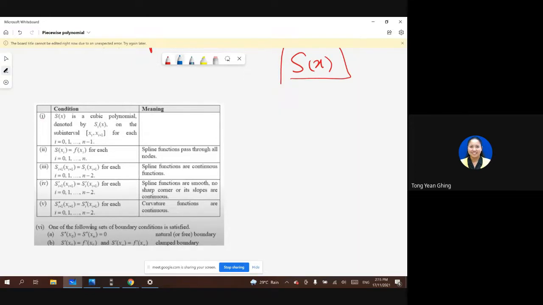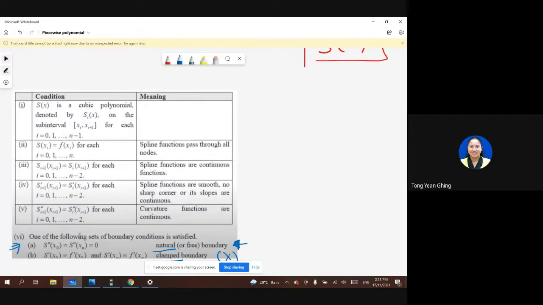In total there are 5, but generally there are 6. It actually has 6, but the 6th one is to define whether this piecewise polynomial is natural or clamped. But because this one is not covered in your syllabus, we will only look at the natural one. So the 6 criteria are like this.